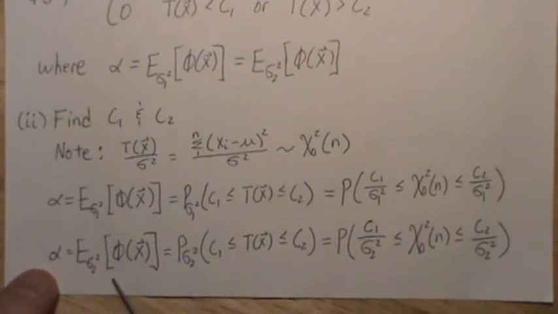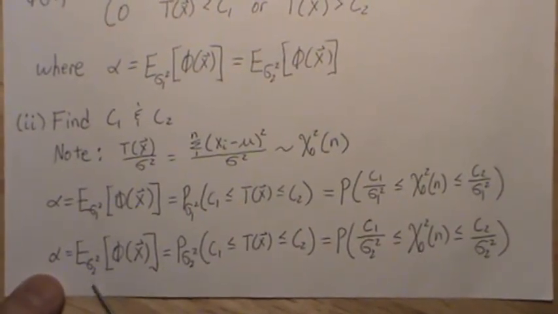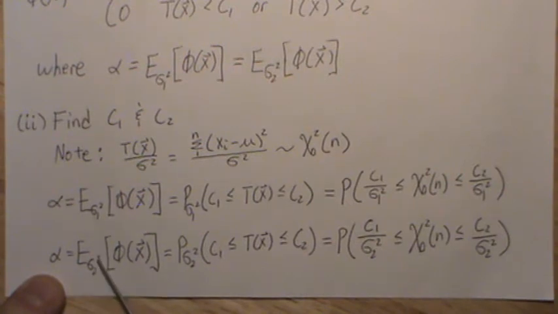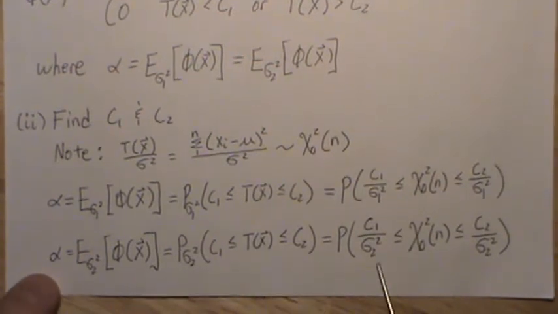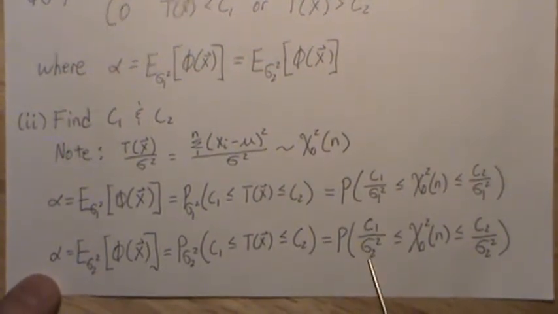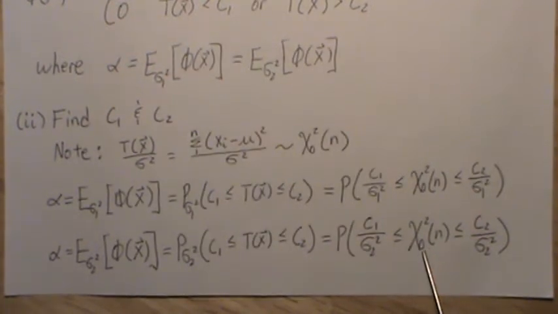Now the second condition, the expected value of our test function, assuming the true variance is sigma 2 squared, set equal to alpha, is this. But remember, we're assuming the true variance is sigma 2 squared, and then we divide everything by sigma 2 squared, and we get this relationship where this is a chi-square random variable.